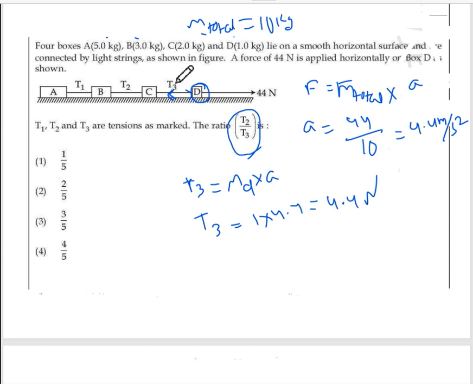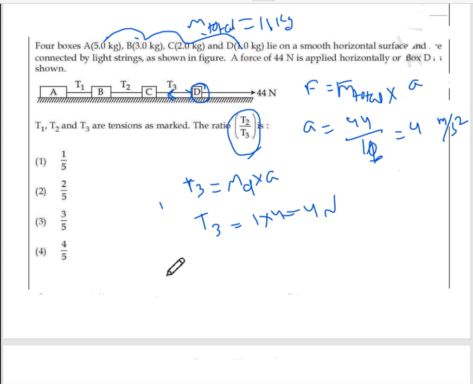So I'm making one mistake. If we add 5, 3, 2, 1, it is 11, right? You are right. So I'm making one mistake, it is 11 kg. So if we put 11 here, the answer will become not 4.4, it is only 4 meter per second square. So here T3 will become 4 Newton.